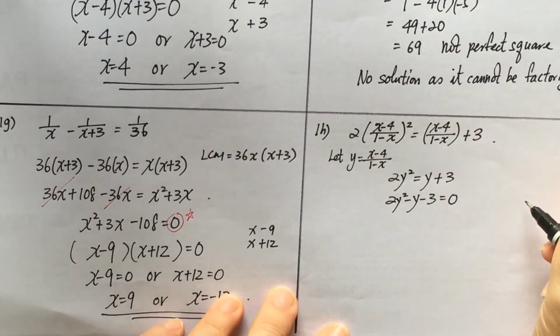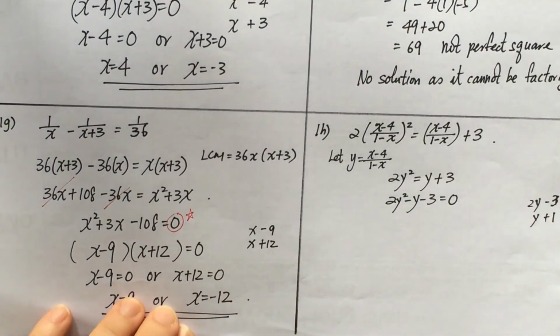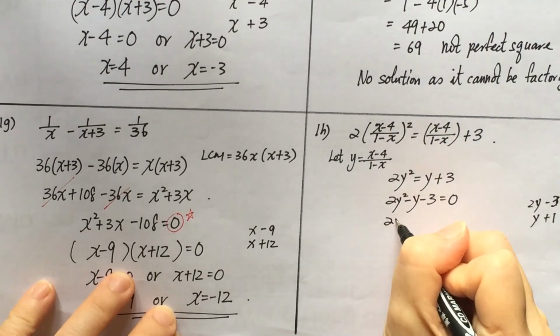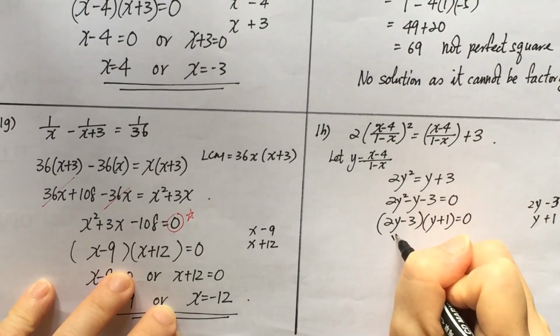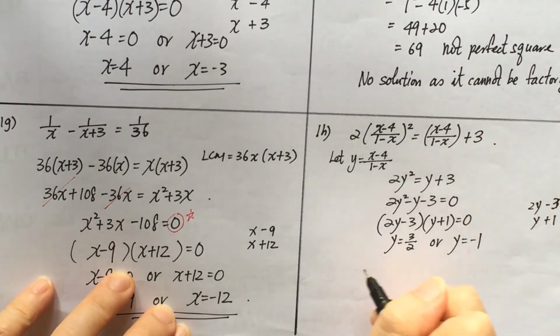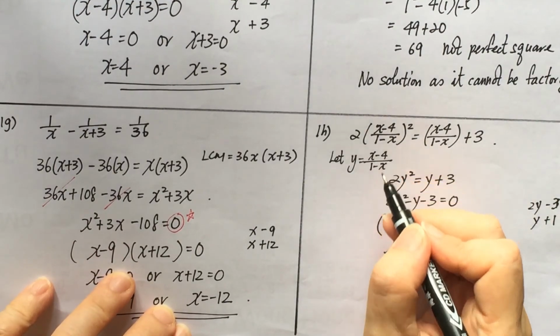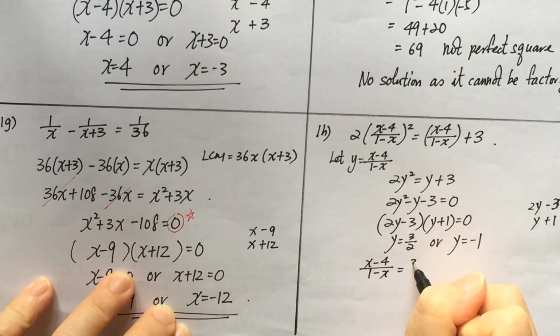So I will do factorization here. I will factorize it to be 2y, y, and 3 and 1, a negative and a positive here. So I have 2y minus 3 multiplied by y plus 1 equals 0. So y is 3 over 2, or y equals negative 1. If y equals this, I'm finding x, I'm not finding y. So I have to put the x value in, equals 3 over 2.